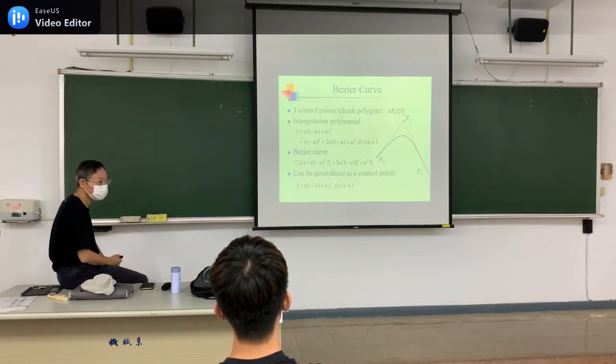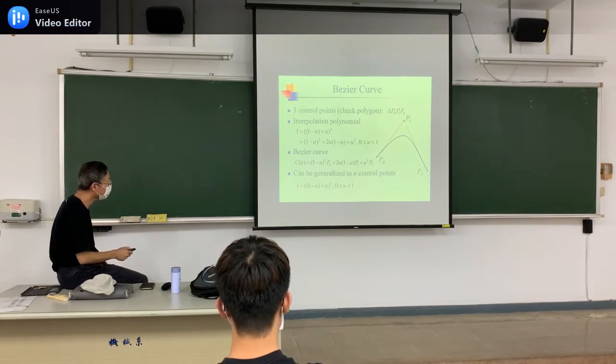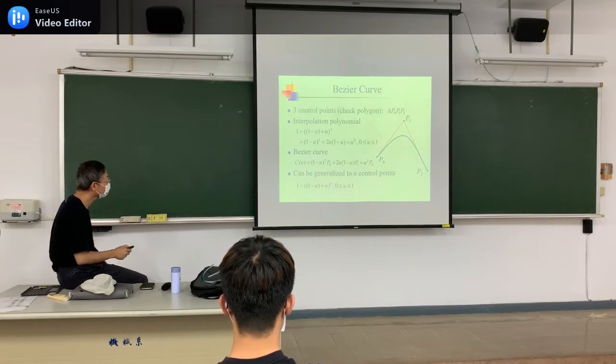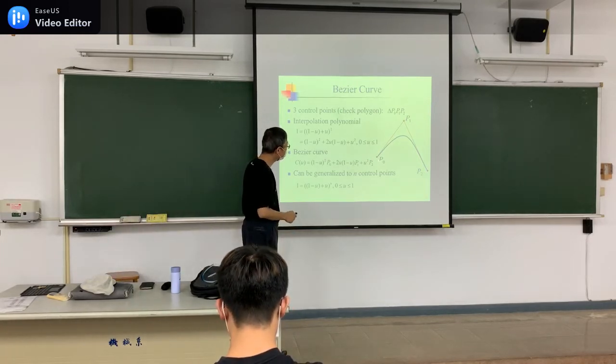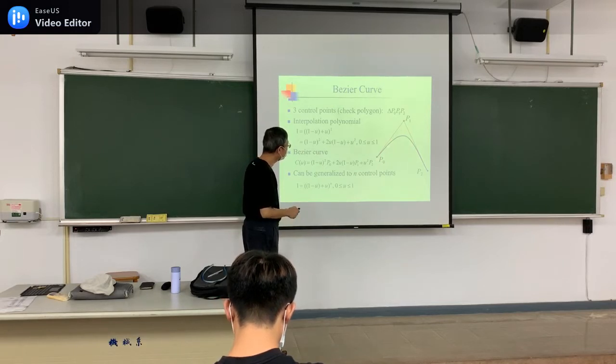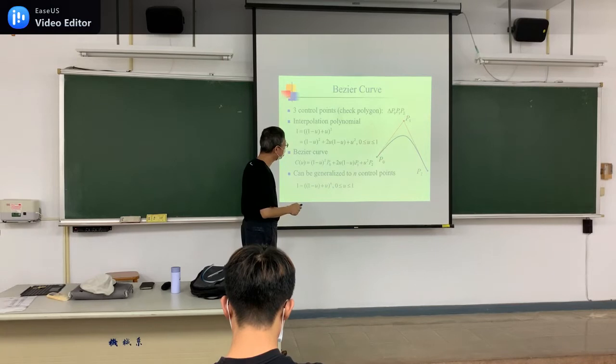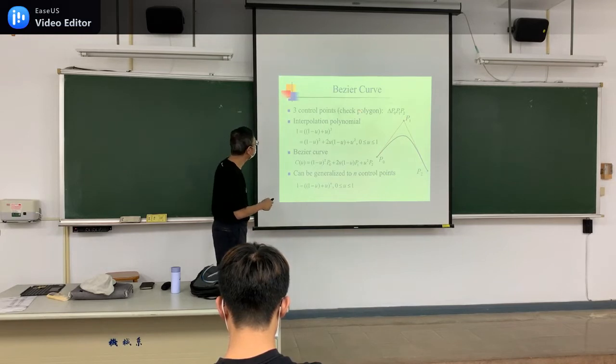So what is the Bezier curve? The Bezier curve is defined by 3 points. Only 3 points. Okay. P0, P1, P2. 3 points can be considered as 2 line segments connected together. So from P0 to P1, P1 to P2. And this is what we call the check polygon. For example, 3 points form a triangle. This is what we call here the check polygon. This is the triangle.